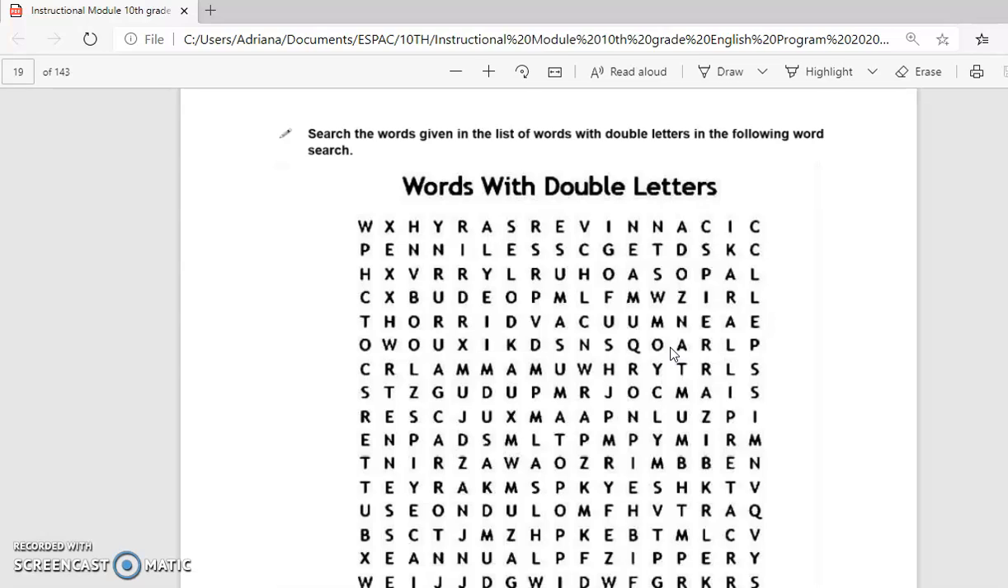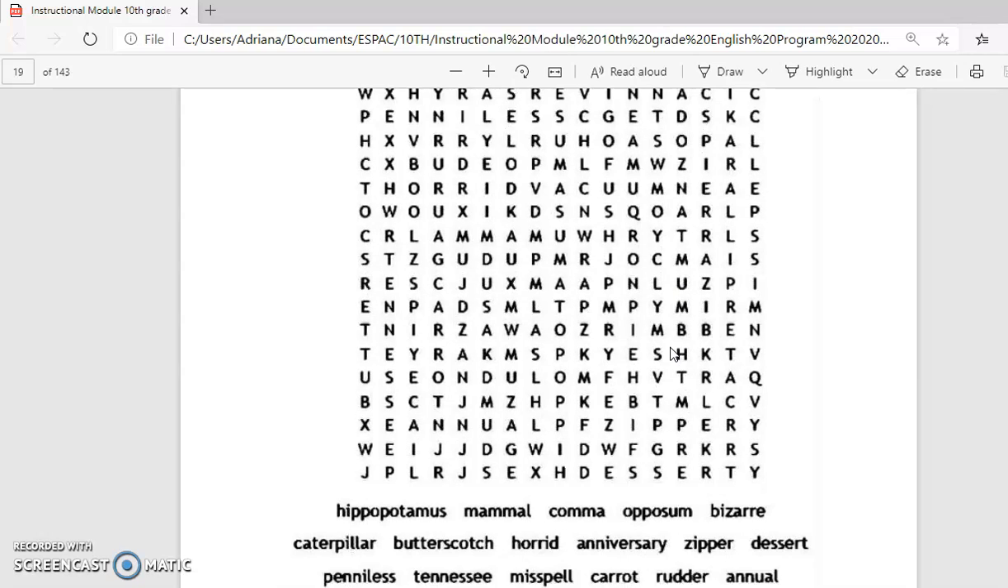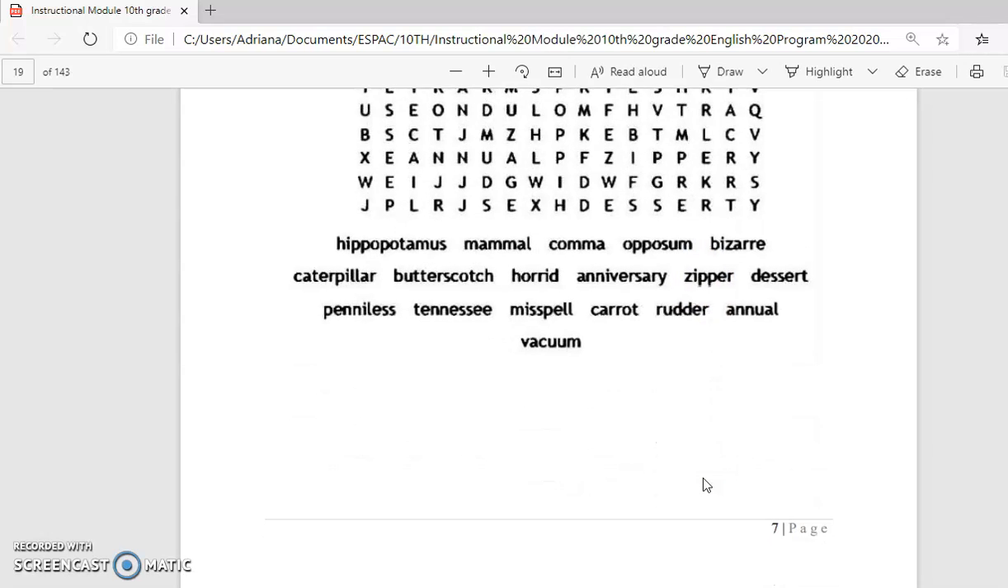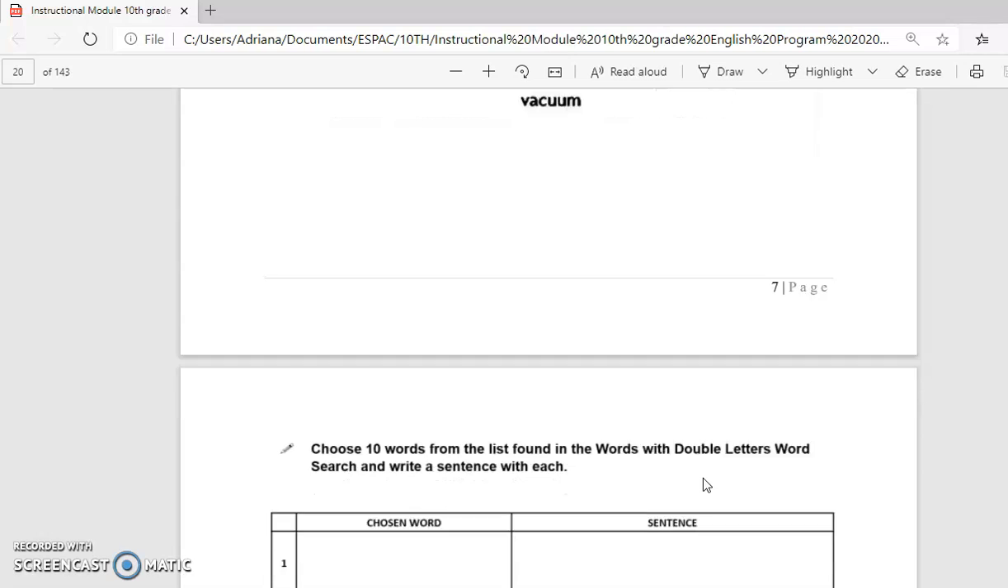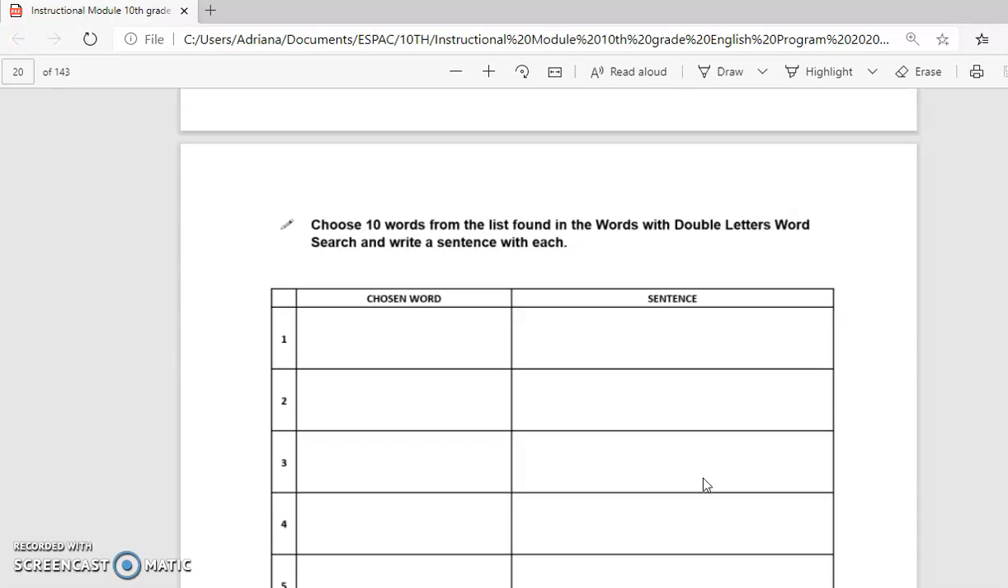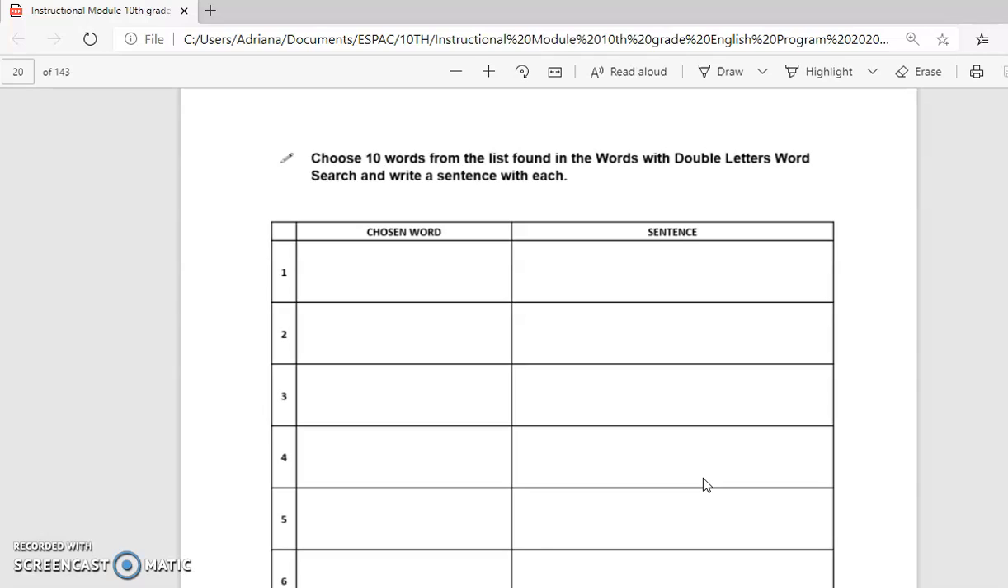Here you will find words with double letters. For example, comma, zipper, and others. And then you're going to choose 10 words again from those double letter words, and you're going to write a sentence with each. Again, make sure that the word you chose is written correctly.